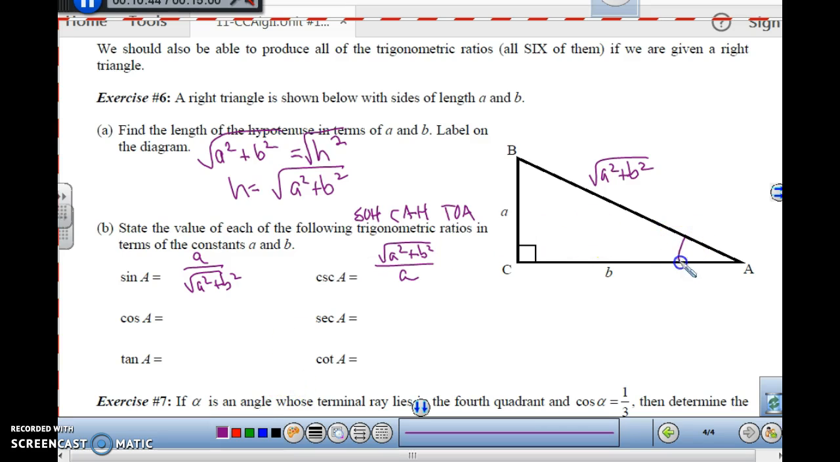All right, cosine of A is adjacent over hypotenuse. So it's going to be B over the square root of A squared plus B squared. So secant will be the square root of A squared plus B squared over B. Okay, these are reciprocals. And then tangent would be opposite over adjacent, which would be A over B. So cotangent will be the reciprocal, which is B over A. So there are all of your values. Okay. All right, let's save the last one for the next lesson.